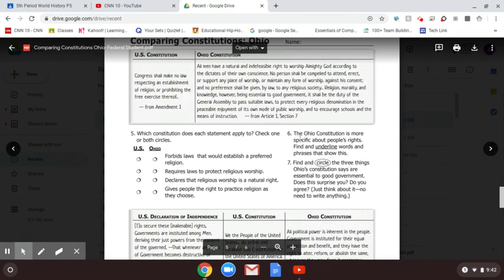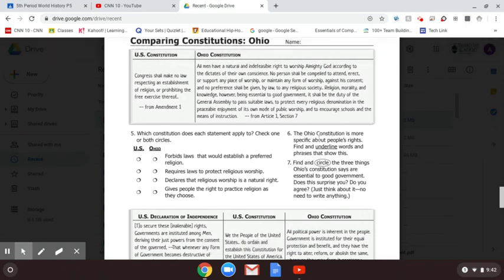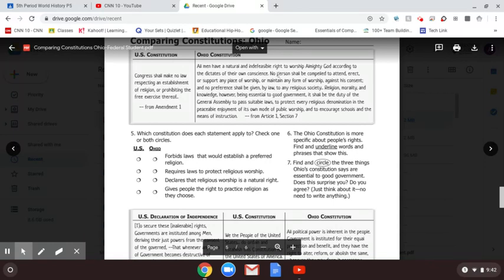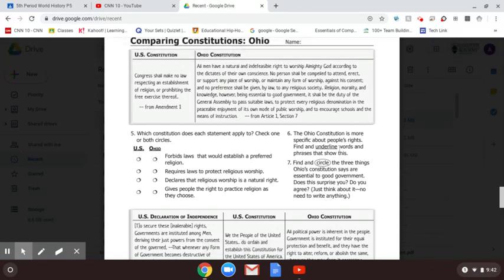All right, so part 6, or question 6. The Ohio Constitution is more specific about people's rights. Find and underline words and phrases that show this. So you can see this is a lot bigger of a text than this part. So underline the parts that show how it is more specific about the rights in here.